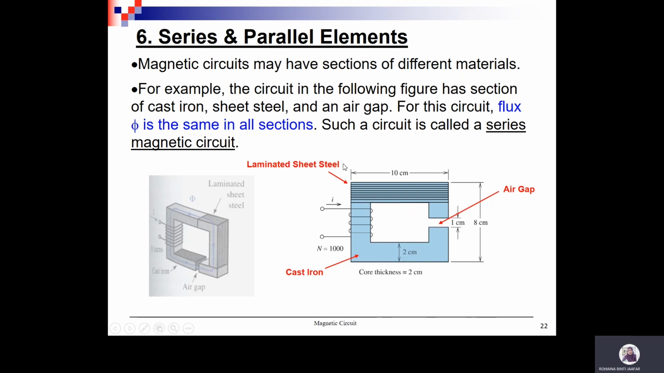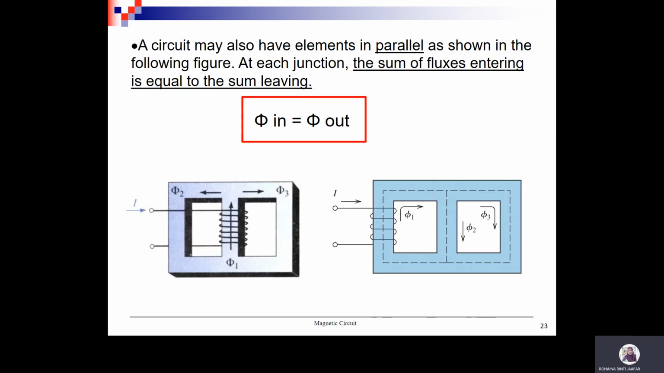So this is the two-dimensional diagram of your magnetic circuit. You have laminated sheet steel, and then you have cast iron, and then the air gap. And then this one is your source. You supply a current with number of turns N equal to 1000. So these are examples of magnetic circuits with different materials.